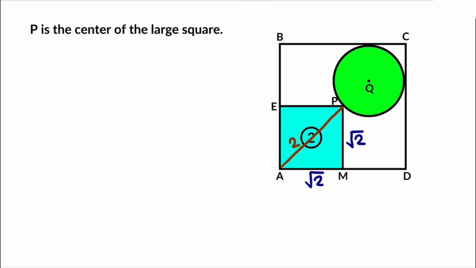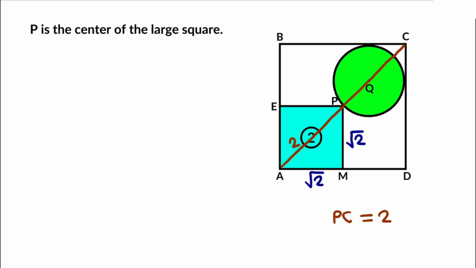And here's where the whole picture starts to make sense. Point P is the exact center of the large square. So let's extend the diagonal from P all the way to the opposite corner, C. Now, A, P, and C all lie on the same diagonal of the large square. Since P is the center, it divides the diagonal into 2 equal pieces. We already know AP is 2. Therefore, PC is also exactly 2 units.